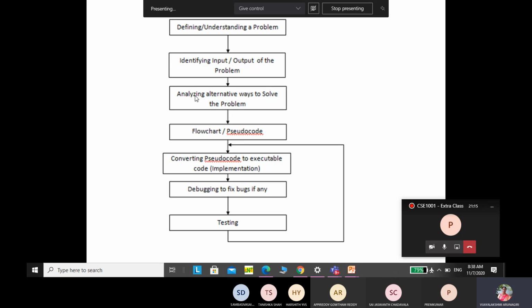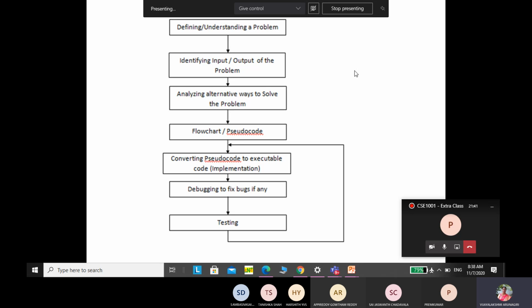And next you have to draw either the flowchart or pseudocode, and you have to write the code, and you have to correct the error, and you have to test your input data whether it is working perfectly or not. If the test case is not working, then you have to make changes in the code, and you have to again find the error and test.